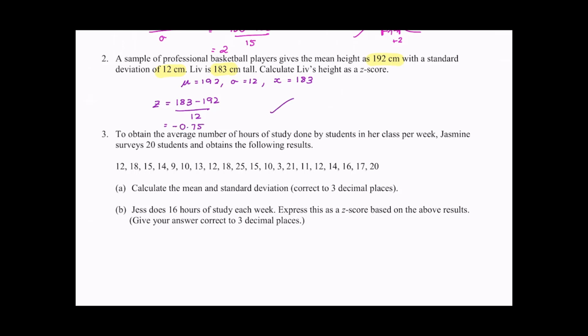That means if I have all the basketballers' heights, here is the average, and that is 192, or the mean. And Liv would be sitting just here, her Z-score being negative 0.75, which is 0.75 standard deviations below the mean.